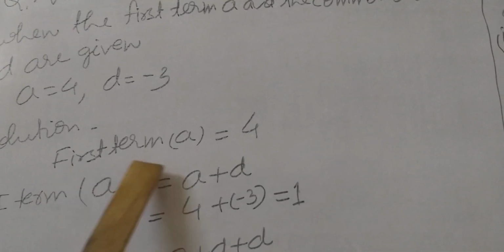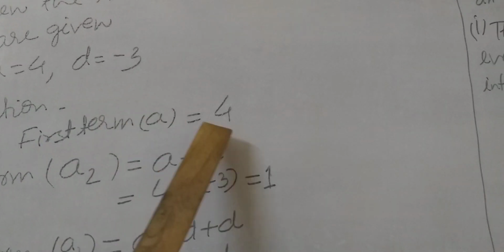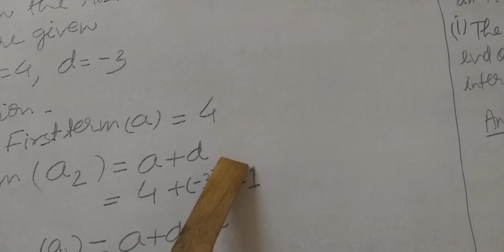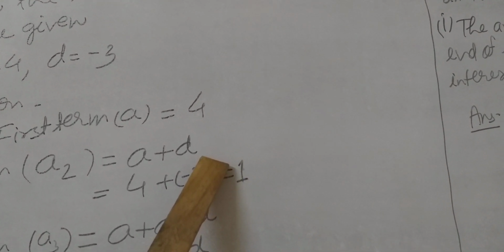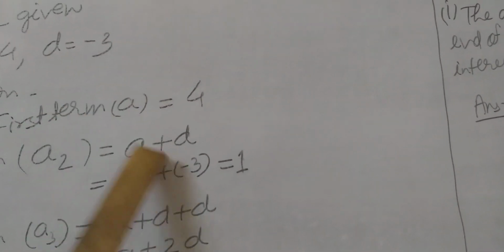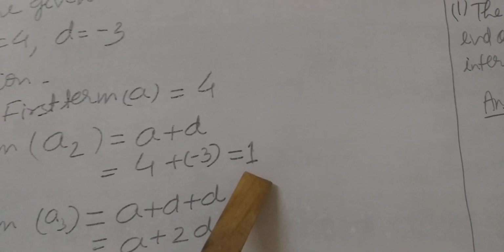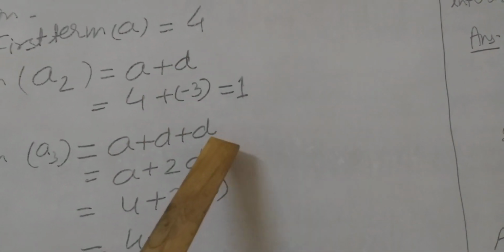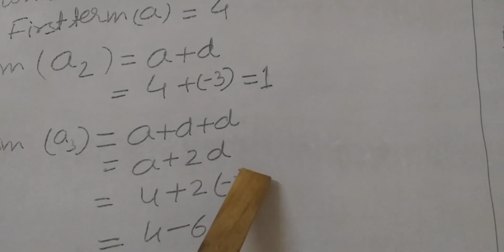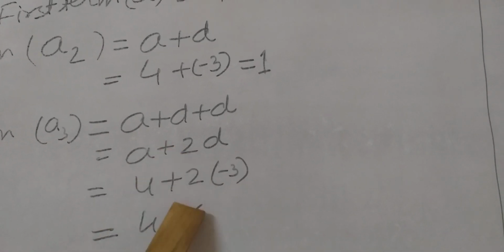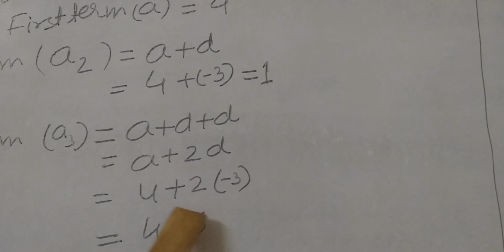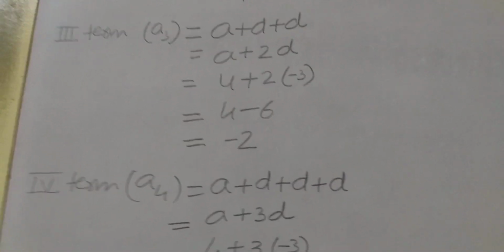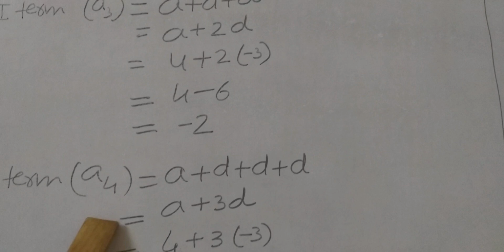So first term A is given to us, it is 4. Now second term A2, students, is A plus D. A value 4, D value -3. So the answer is 1. It is A2. A3 equals A plus D plus D, means A plus 2D. 4 plus 2 into D value -3, that is 4 minus 6, which is -2.